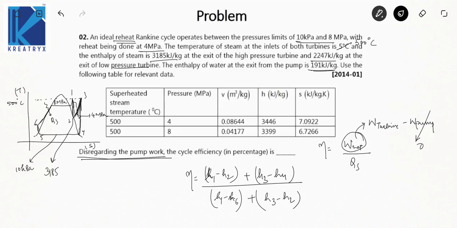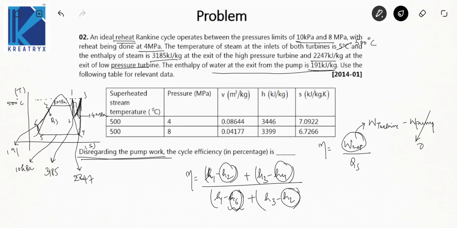Next is 2247 at the exit of the low pressure turbine. So 2247. Now we know H2 and H4. We know H2, we know H4. We also know H6, because the enthalpy of water at the exit from the pump is 191, so H6 will be 191.